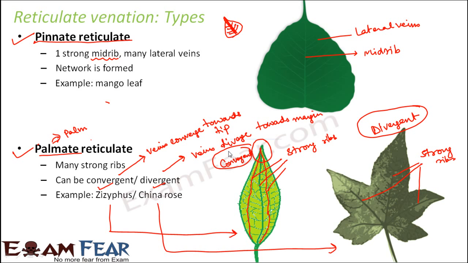Right? I hope it is clear to you what the types of reticulate venation are. Okay. Now, did you observe one thing, that the veins and veinlets are not arranged in any specific fashion. In both cases, whether it is a pinnate reticulate or a palmate reticulate, the arrangement is haphazard. It is just that in pinnate reticulate you have one strong midrib, whereas in palmate reticulate you have many strong midribs.